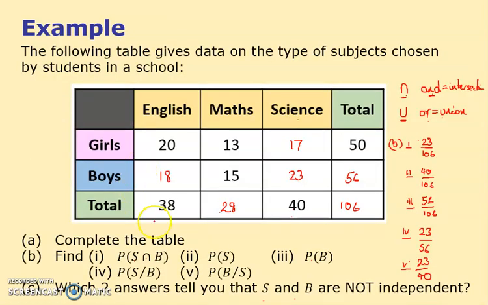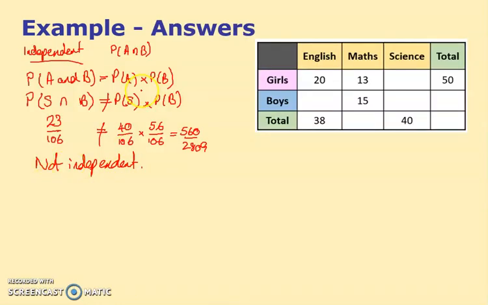What does this question actually say? Which two answers tell you that S and B are not independent? So I suppose I'd say all three answers tell me they're not independent, because they're meant to equal this, and they're not. If you type that in, I've got 560 divided by 2809. That's as a decimal about 0.199. Whereas 23 divided by 106 gives me 0.217. It's close, but it's not the same, so therefore they're not independent.